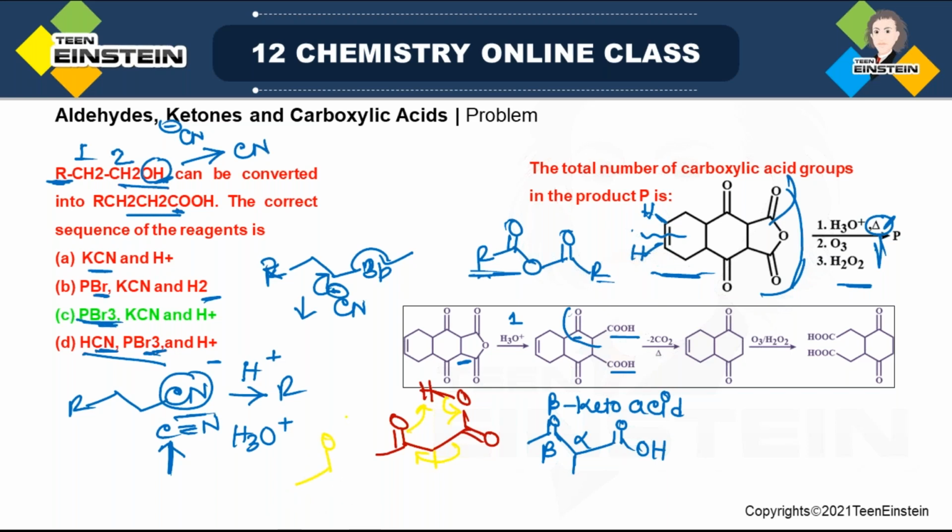enol type of structure. C double bond C. There may be 2 hydrogens or maybe 1 hydrogen, 1 any other group. So this part is basically removed as carbon dioxide and you are getting some enol. But it will not remain in the enol form. Ultimately, it will also be converted to the keto form like this.